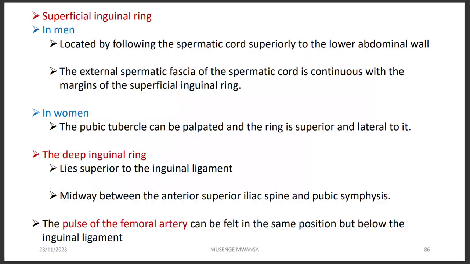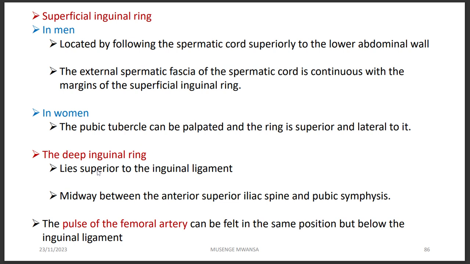You can actually palpate it, you can feel it as you press the lower end of the abdomen there. And that is going to be superior and lateral to the pubic tubercle. So a bit up when you feel that prominence, and laterally.